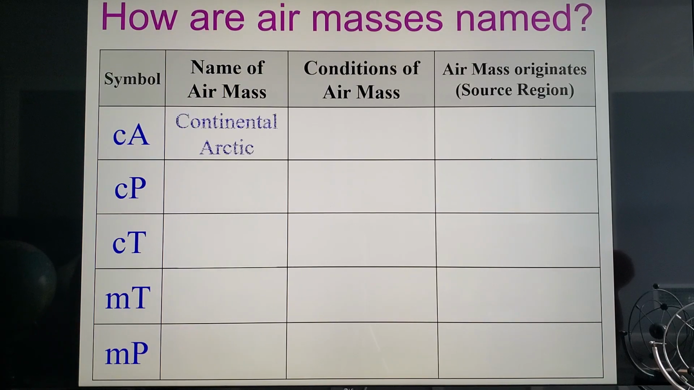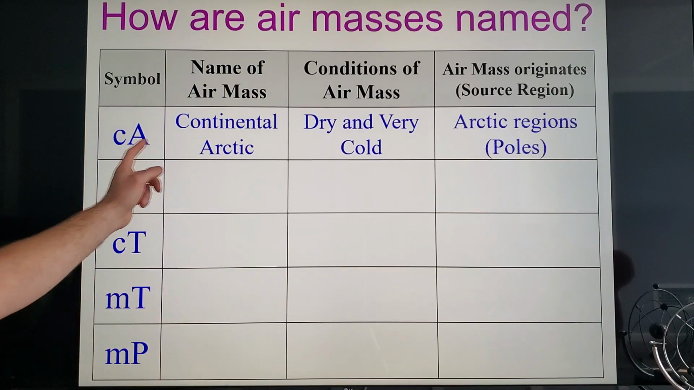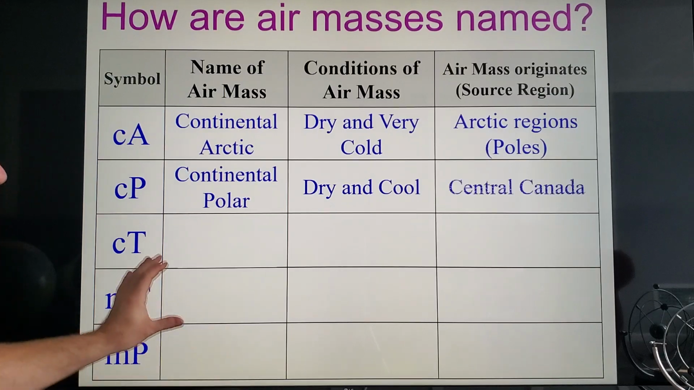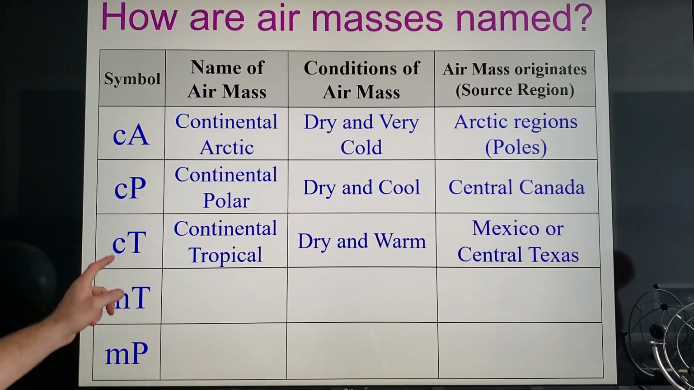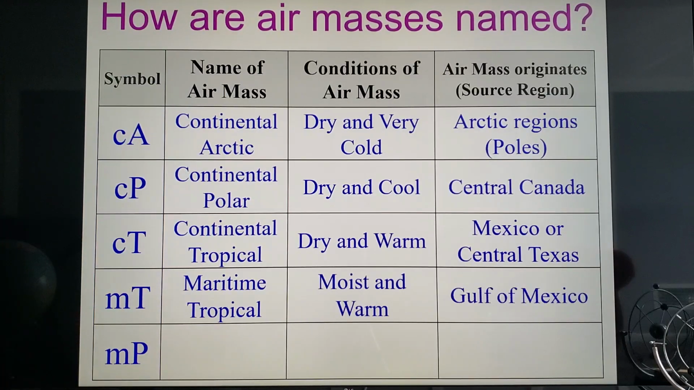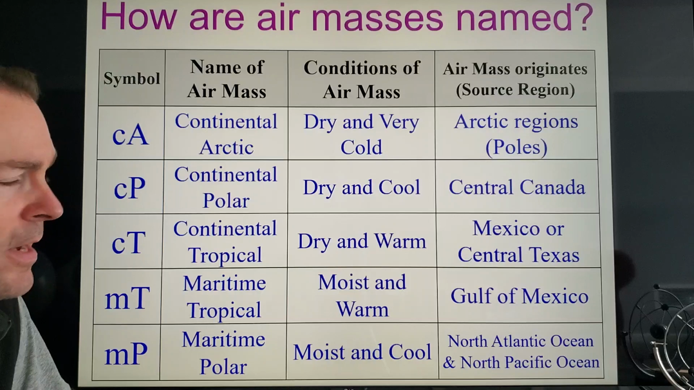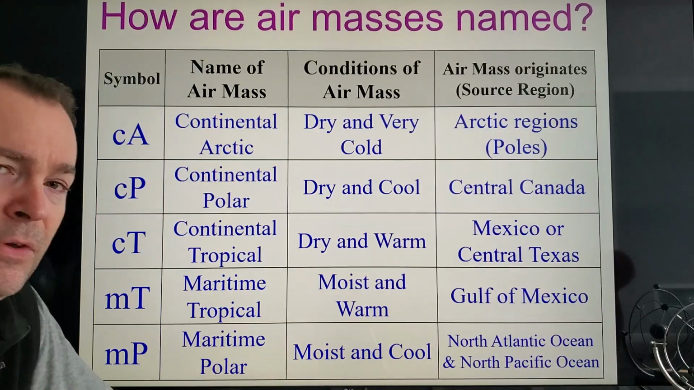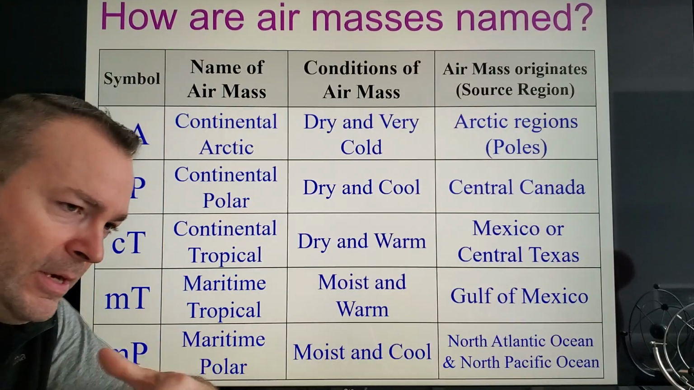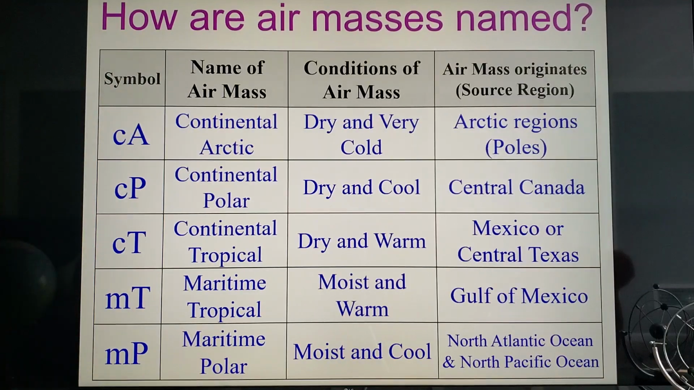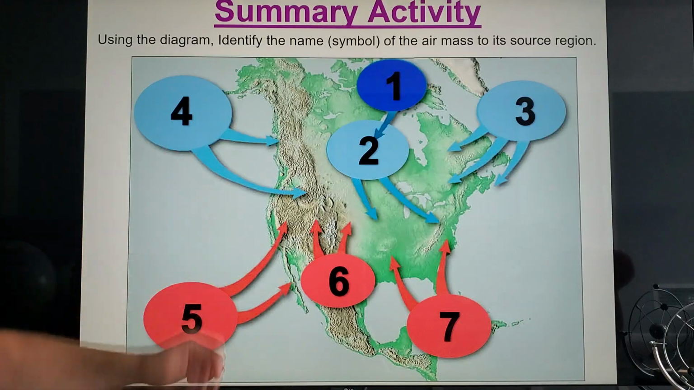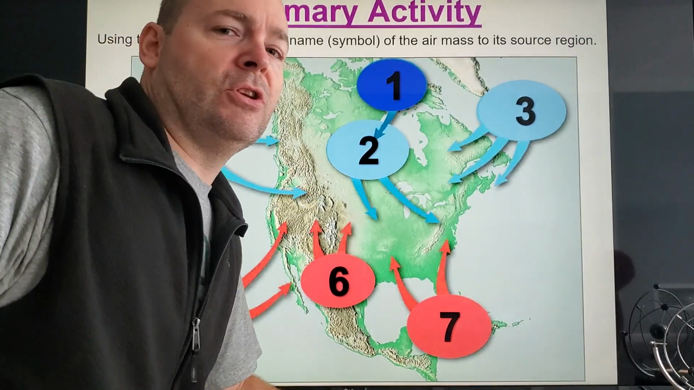Okay. Double check your work. Hopefully for CA you realized it was continental Arctic, CP continental polar, CT continental tropical, and of course MP maritime polar there with all of the characteristics. All right, so I hope you did all right on those. Obviously, if you're still confused or have any questions, certainly as we meet up in the chat, we'll go through those. Okay. At this point, start cranking on your summary activity.